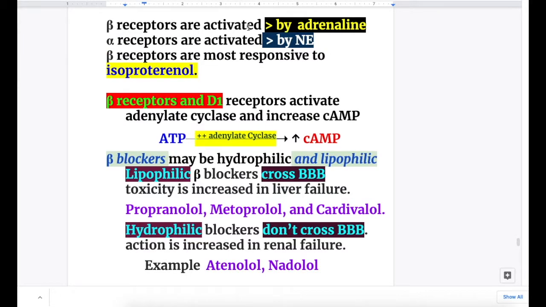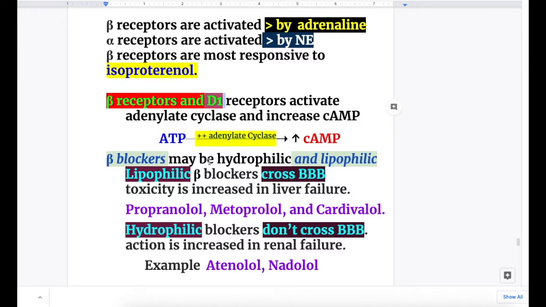Beta receptors are activated more by adrenaline, whereas alpha receptors are activated more by noradrenaline. Beta receptors are most responsive to isoproterenol, and the mechanism of action of the beta receptor is that they stimulate adenylate cyclase and convert ATP to cyclic AMP. The other receptor with the same mechanism of stimulating adenylate cyclase is the D1 receptor, dopamine 1 receptor.